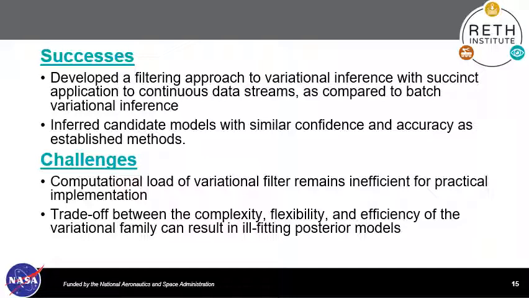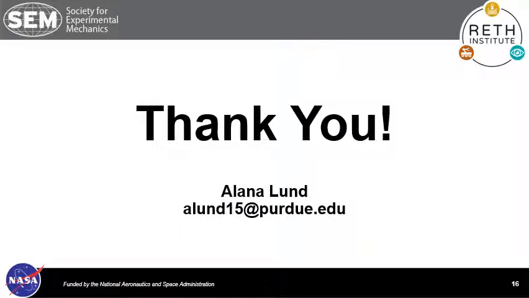However, we also found the computational load induced by the filter is still very high, rendering it ineffective for many practical identification scenarios. Furthermore, the selection of the variational family was also found to be quite nuanced, which may lead to difficulties in the broader application of this method. By addressing these challenges, we hope to develop a flexible and efficient alternative to the analytical and sampling approaches to Bayesian inference.